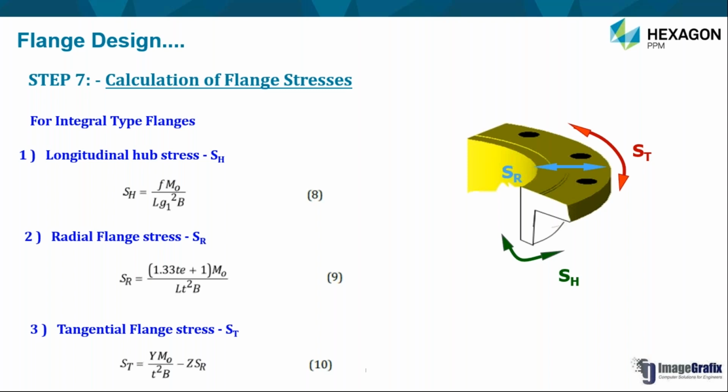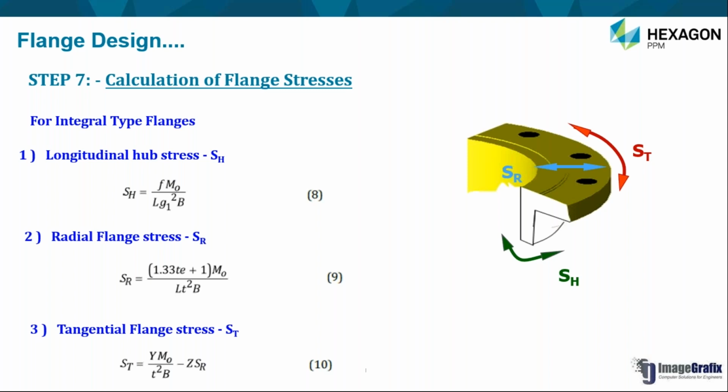If you observe the formula, it depends upon M0, that is the overall moment, divided by some factors, where B is your flange diameter, which is nothing but the ID of your flange, and G1 is your small end hub thickness. The remaining L and F are factors which depend upon the various hub dimensions like your G0, G1 and hub length H. From this, we will calculate the longitudinal hub stress. Now for radial stress, again the moment is divided by geometrical factors, where T is your flange thickness, B is your flange diameter, and L, T, E are factors which depend upon the geometry of your flange.